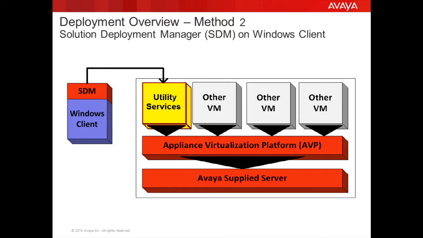It is also worth mentioning that I have already pre-downloaded the utility services OVA from Avaya PLDS. So the OVA is on the Windows client PC where I am running the SDM from. Let's look at how to get utility services deployed.